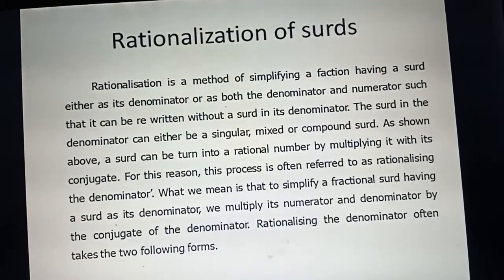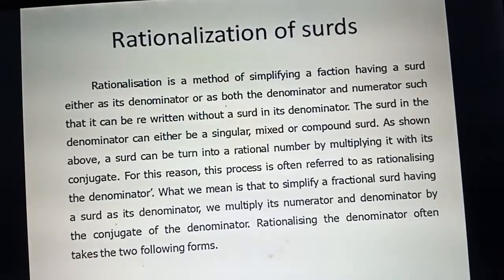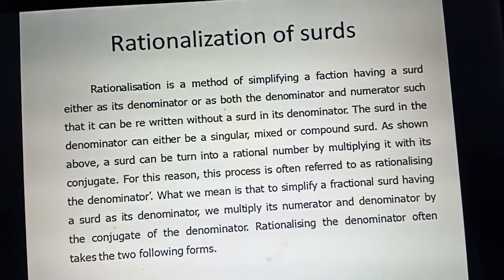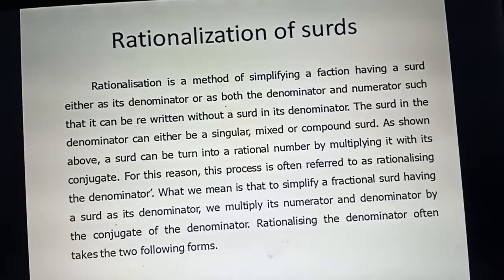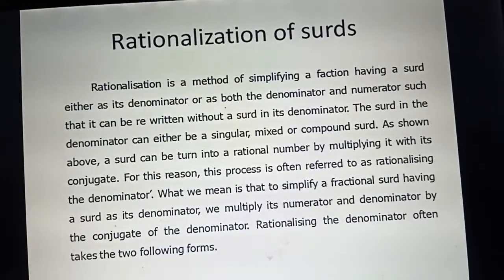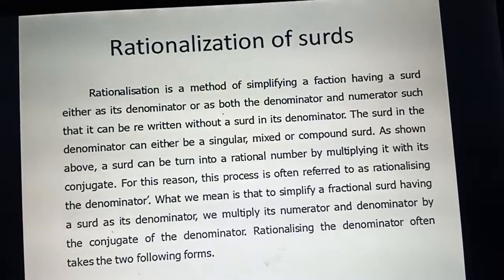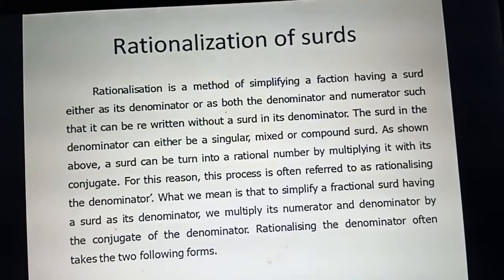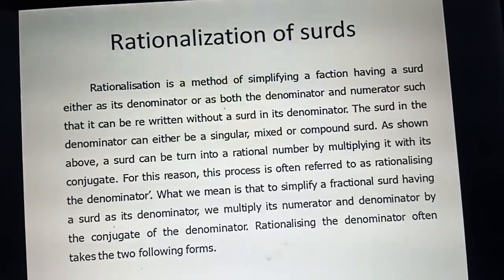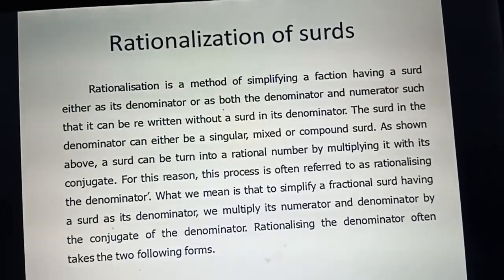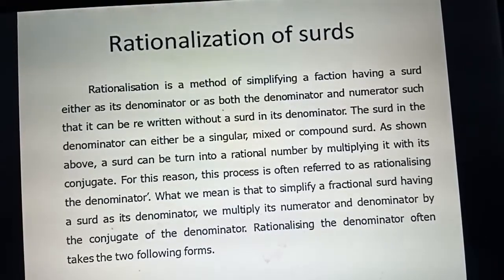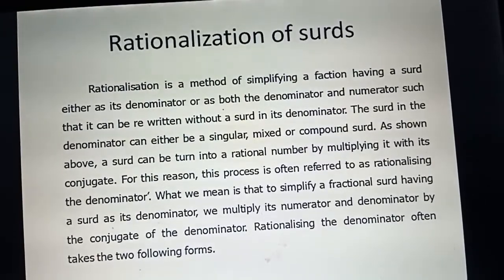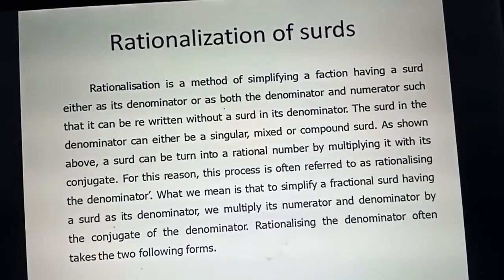So in this one, when you have a fraction, you are going to consider both the denominator and numerator so that it can be rewritten without a surd in its denominator. The surd in the denominator can either be singular, mixed, or compound, as shown above. As we have seen earlier, a surd can be turned into a rational number by multiplying it with its conjugate.